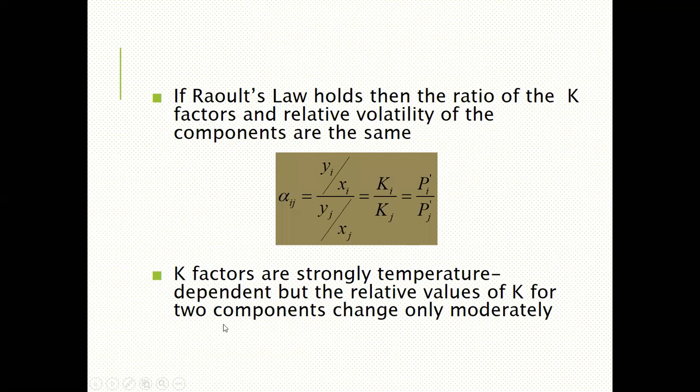Now, K factors, however, you have to note, are strongly dependent on temperature. So when temperature changes, the K factor changes. But the relative values of K for a two-component system change only moderately. It is a given that K is not a constant because it's dependent on temperature. However, if our system is only made up of two components, the variation in the value of K as temperature varies is very moderate. So it's just okay if we assume that over a wide range of temperature, your K would more or less not vary too much.